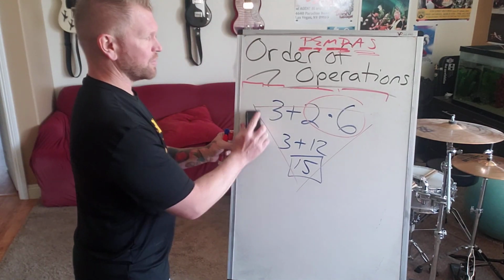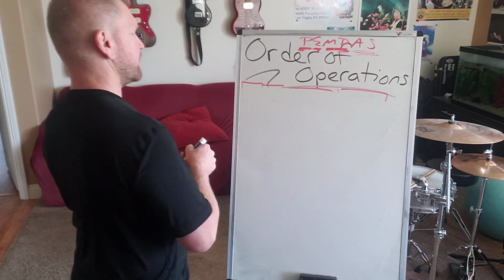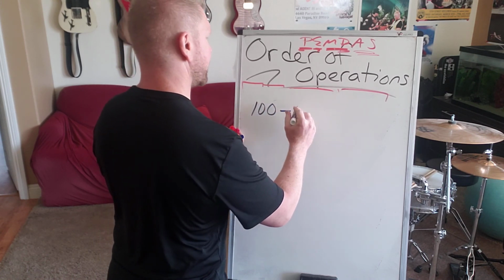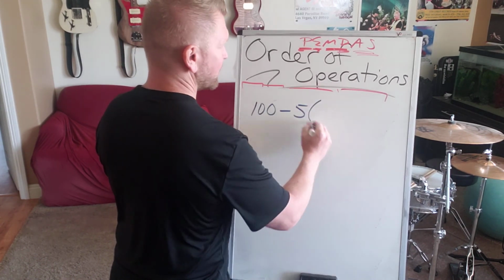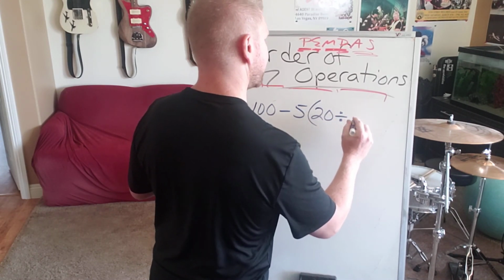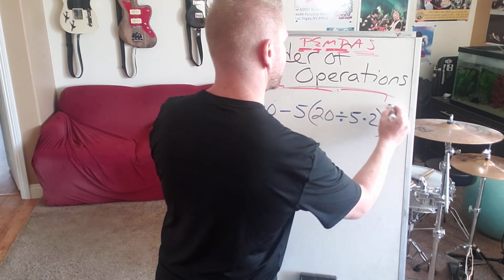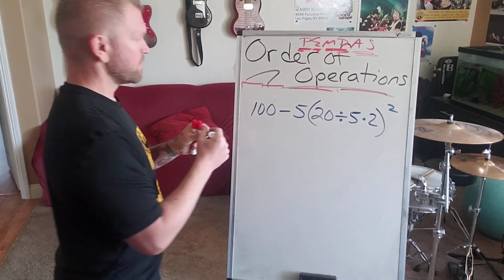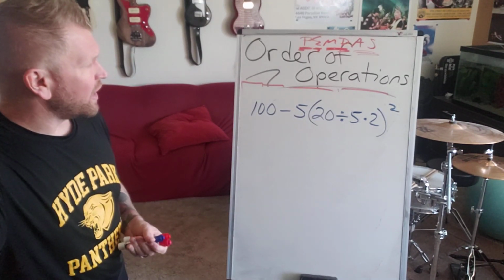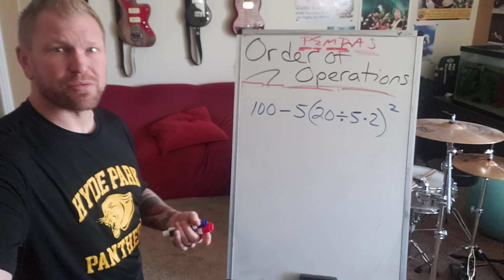Let's try a longer example for the order of operations. Okay, let's say we have 100, take away 5, times the quantity of 20 divided by 5 times 2 squared. Okay, so take a look at this problem. We've got 100 take away 5 times the quantity of 20 divided by 5 times 2 squared, or to the second power.